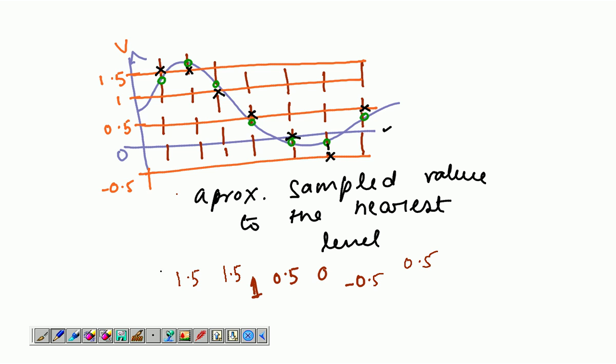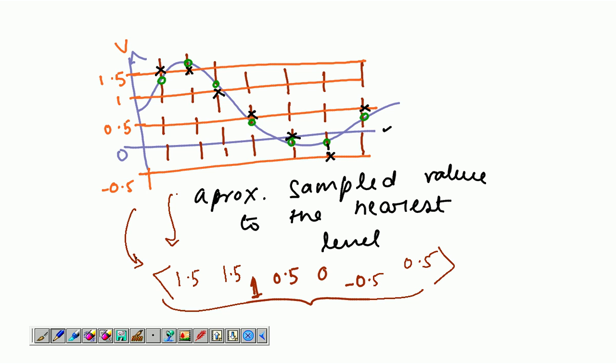Definitely, this set of values that you wrote down after the sampling, quantization, and approximation, the three processes, is always going to be composed of the quantized levels, right? So you've translated the signal into a set of quantized levels.